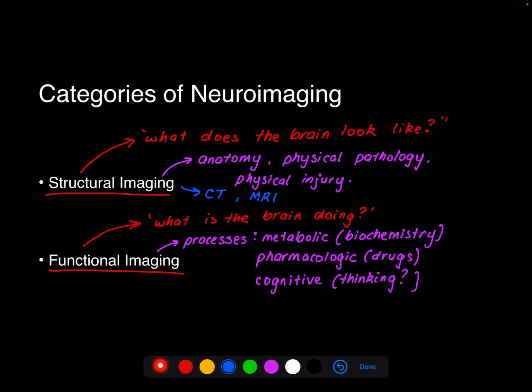Functional imaging, on the other hand, includes EEG, so electroencephalography, or fMRI, functional magnetic resonance imaging, or PET, positron emission tomography. There are many more in each category, but these, I believe, are the most basic.